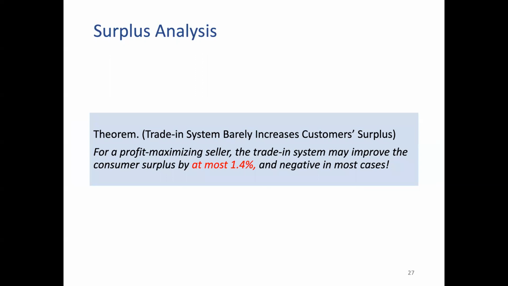And when we look at the consumer surplus, we find that actually the trading system barely increases the customer surplus. For a profit maximizing seller, the trading system may improve the consumer surplus by at most 1.4% and negative in most cases. So this 1.4% is the theoretical bound for any IID evaluation, and it is tight. So basically, our analysis shows that the trading system is more like a tool to increase the revenue for the seller, but barely increase the customer surplus.